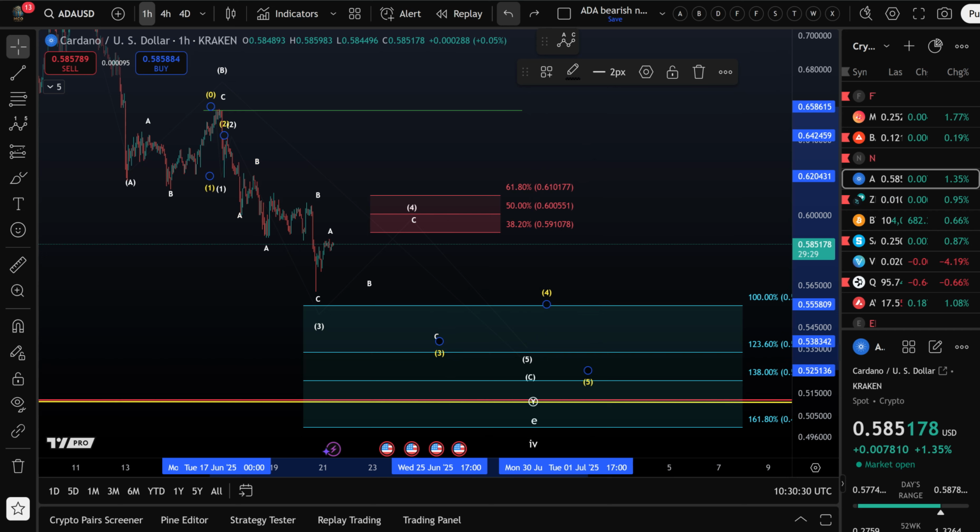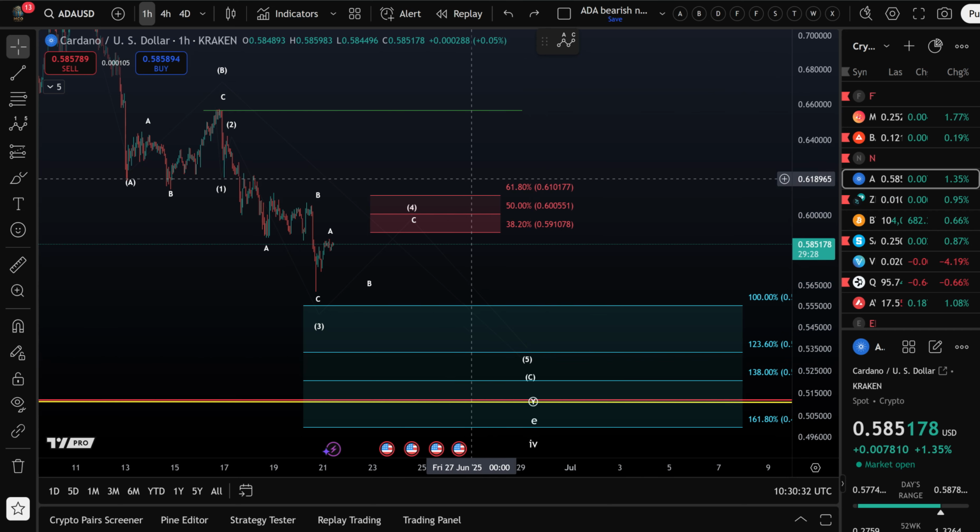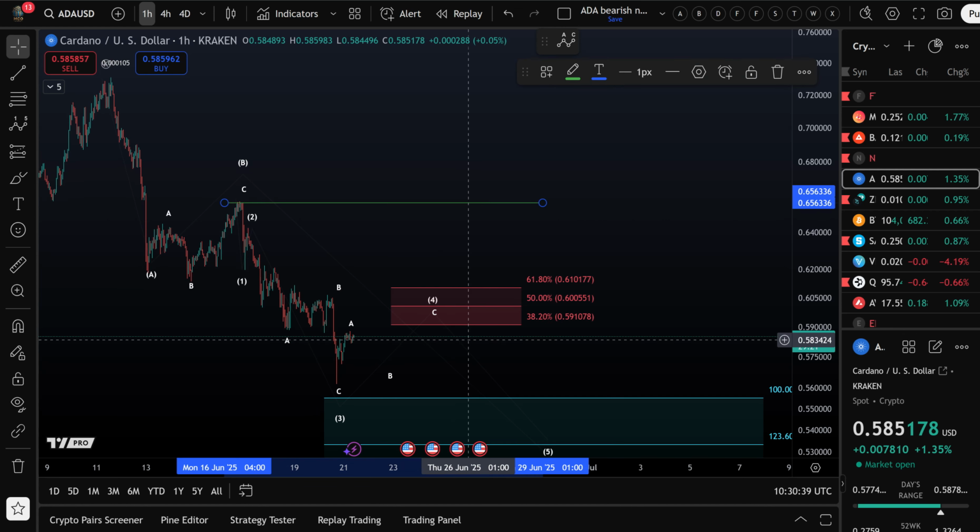But either way, even then the resistance area should be respected, which means if I see an impulsive bounce above resistance, we can start to think about alternatives, but I really need a break above the 65.6 cent level for a more convincing signal that a low has been established. That's the update on ADA.